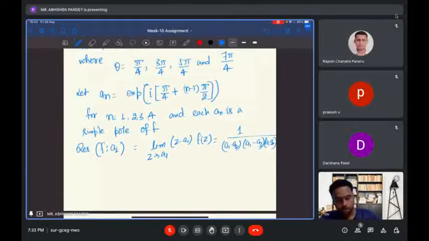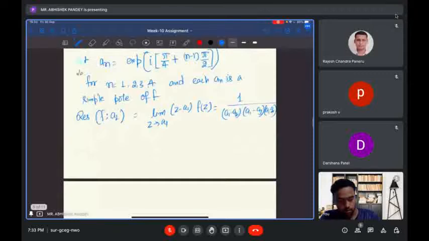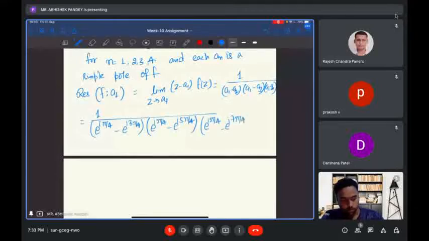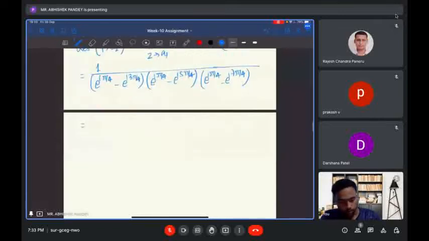Which is 1 upon, e to the power i pi by 4 minus e to the i 3 pi by 4, e to the i pi by 4 plus e to the i 5 pi by 4, e to the power i pi by 4 minus e to the power i 7 pi by 4. Once you calculate this one, you will get 1 upon minus 2 root 2 plus i.